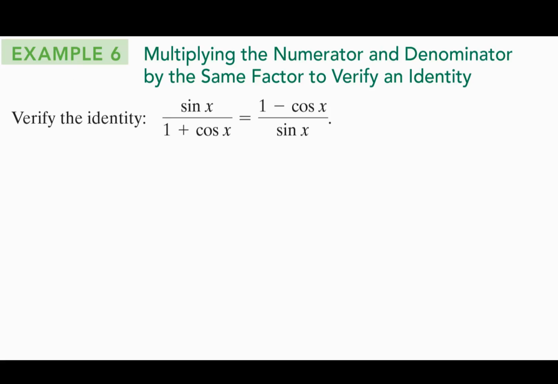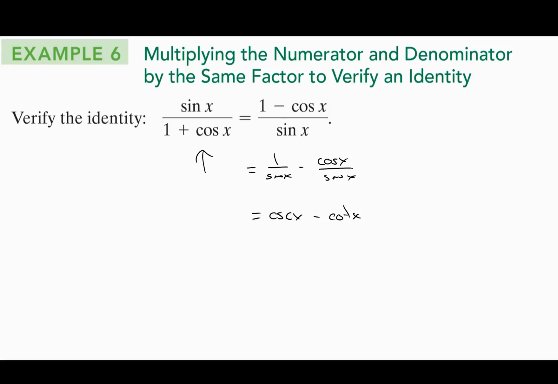Sometimes identities are verified using a technique that may remind you of rationalizing the denominator. So when you look at this problem here, it's really hard to figure out where to go. You can't split this into two fractions. That's not the way denominators work. You can do this 1 over sine minus cosine over sine. I could have said, well, that's the cosecant minus the cotangent, but that's not getting me there, okay?